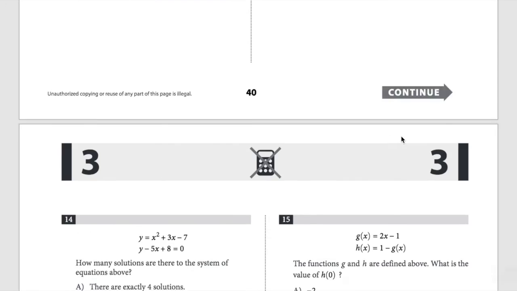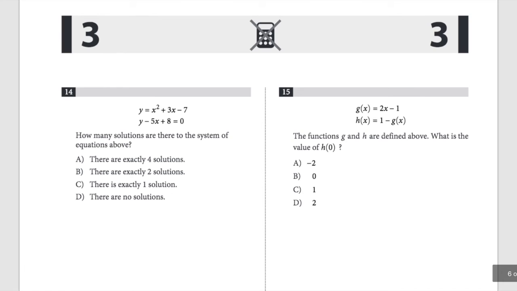All right, let's go to number 14. How many solutions are there to the system of equations above? To figure that out, you're just going to solve for y equals, and then put them together and see what happens. So what I'm going to do is put y equals x squared plus 3x minus 7.